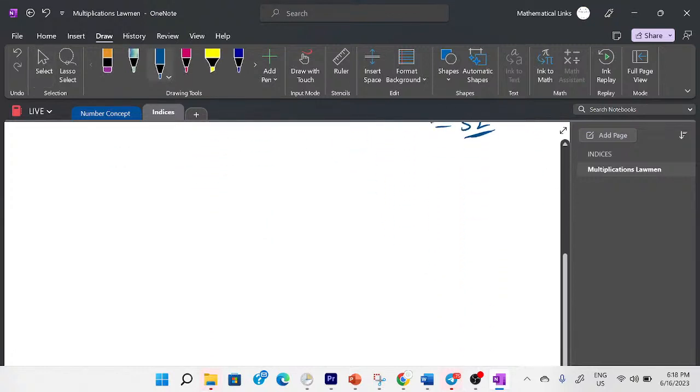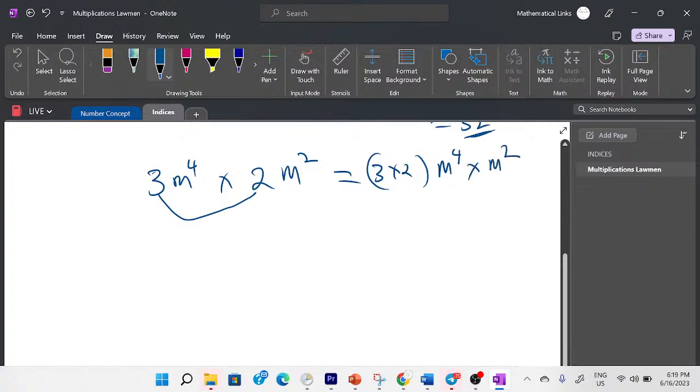Still on multiplication law of indices, let's say we have something like this, a number and then a letter. You have 3m to the power of 4 times 2m to the power of 2. In this case, what you need to do is to multiply the numbers, that is 3 by 2. You can put it in a bracket if you want. Then what you have left is m to the power of 4 times m to the power of 2. This is how you deal with a question like this. 3 times 2 will be 6. Then you apply multiplication law of indices on these two indices. You pick one of the bases m, then you add the powers, that will be 4 plus 2, and that will be 6. So we have 6m to the power of 6. That is another scenario when it comes to multiplication of indices.